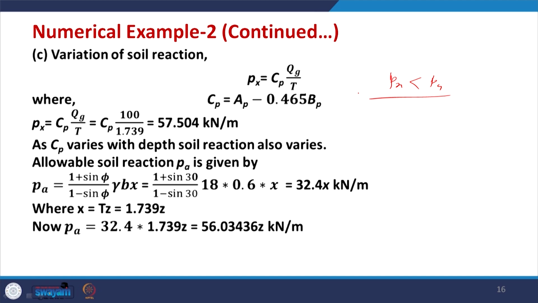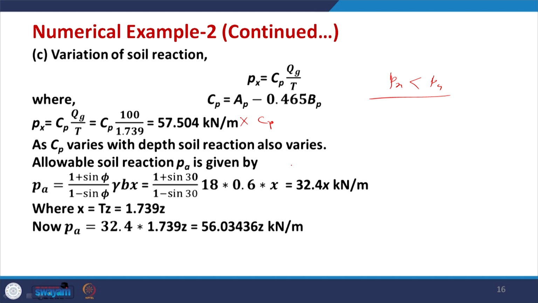So, what is done in this slide is that Px is Cp Qg by T, where Cp is varying with the depth, and this is calculated at a particular depth. So, this should be multiplied by Cp. As Cp varies with the depth, soil reaction also varies. You put all the numbers, and this should be multiplied by Cp.